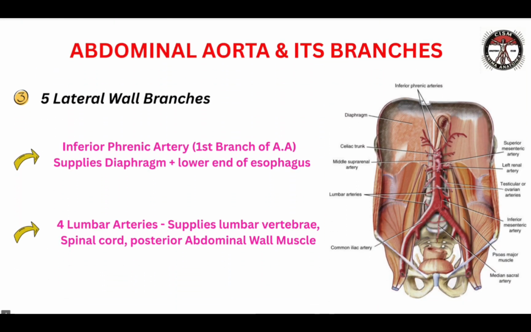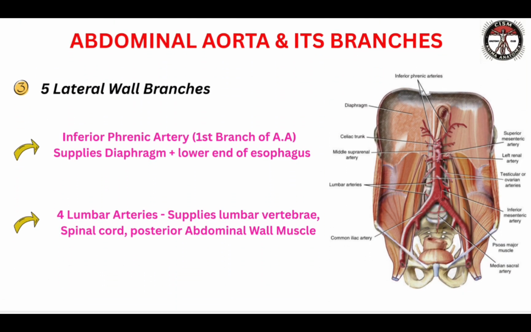The third main branches are the five lateral wall branches. These five lateral wall branches supply the posterior abdominal wall. The first one is the inferior phrenic artery. It is the first branch of the abdominal aorta. You can clearly see in the diagram this is the diaphragm, and these are the inferior phrenic arteries. These supply the diaphragm and the lower end of the esophagus.